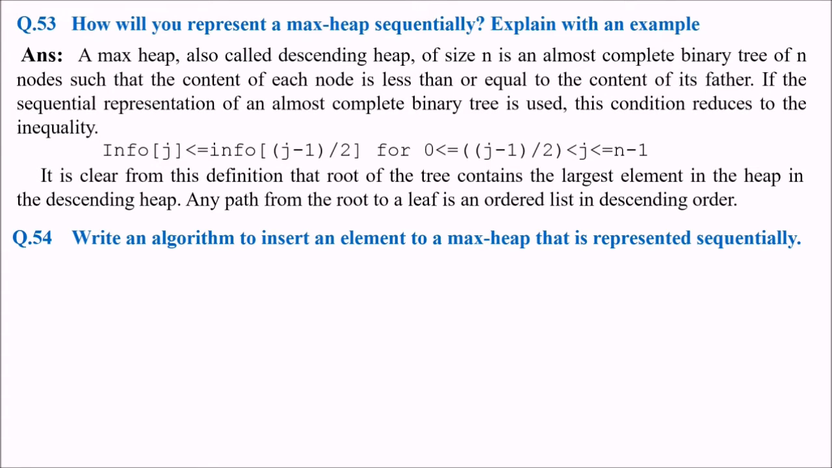So max heap, also known as a descending heap of size n, is an almost complete binary tree. We'll see in later questions what an almost complete binary tree is. An almost complete binary tree of n nodes is such that the content of each node is less than or equal to the content of the father, that is the root node, or any node which is the root of a subtree. So the topmost will be higher than the other subtree nodes, and recursively it goes. That means this is true for this also, this is true for this also.